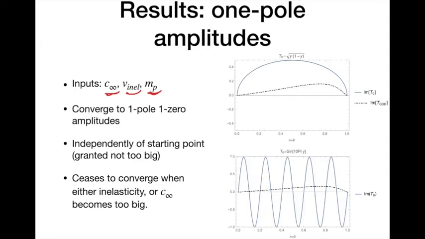We observed that with one pole, it converges systematically to an amplitude with 1, 0. You could have had more zeros, and I'm showing you an example, but it doesn't converge to the more-zeros case. It converges only to the 1, 0 case, interestingly, and it's kind of independent of the starting points. Hopefully some animation should run here. And the convergence stops when the constant at infinity or the inelasticity becomes too big.